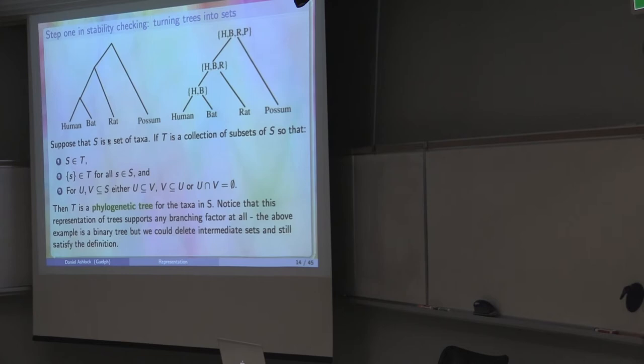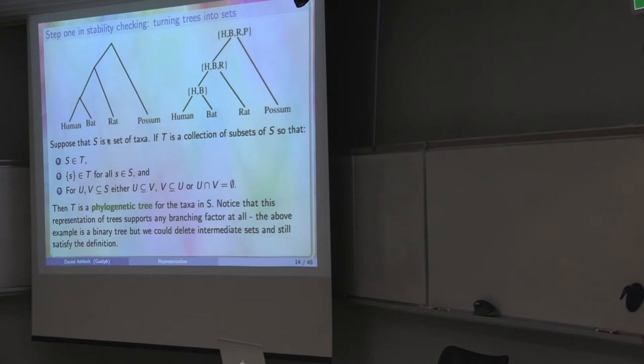And I'm going to turn them into sets by just saying that any node in the tree is the set of the leaves below it. No problem, that's easy. The top is human, bat, rat, possum, and below it is human, bat, rat, and possum, and then human, bat, rat splits into rat and human, bat, and then there's human and bat.